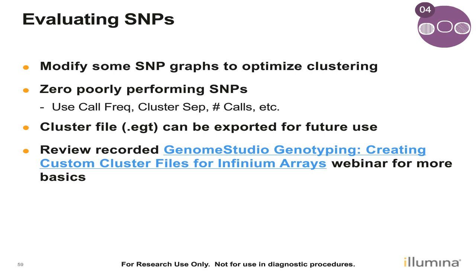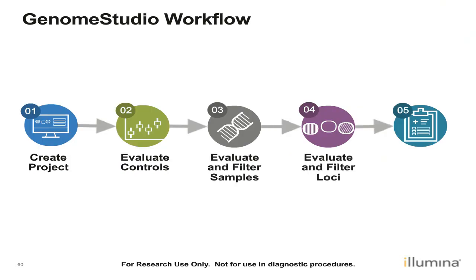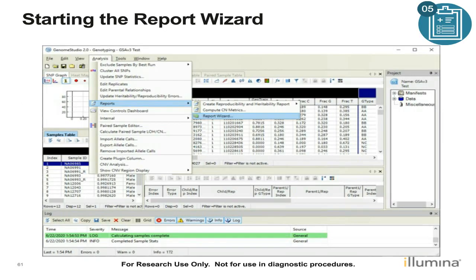So now that you're finished with evaluating your samples and SNPs, and you've finished QCing the data, you're ready to export your final reports, and these will contain your allele calls, which is your ultimate goal. So in order to start exporting your data, you want to go to Analysis, Reports, and then select Report Wizard.